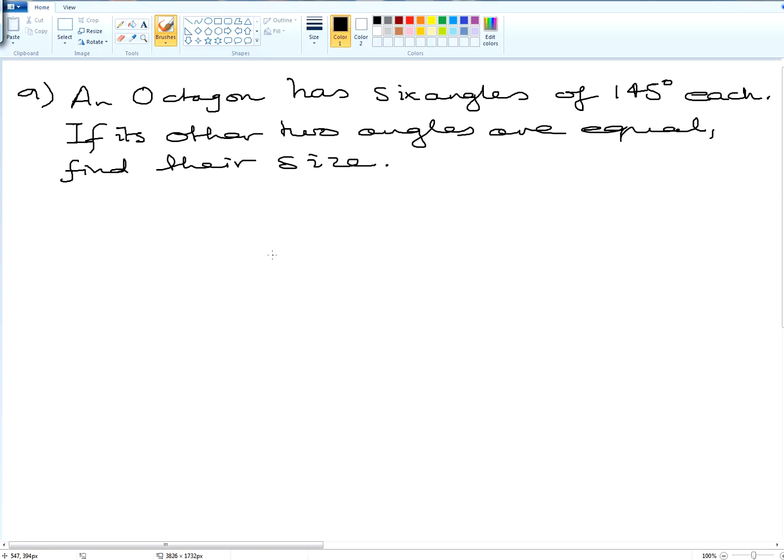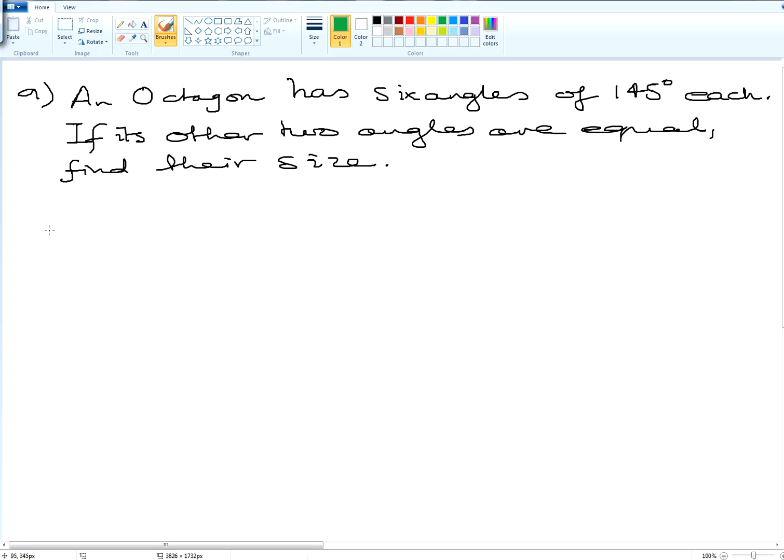We are looking at a question here. It says an octagon has 6 angles of 145 degrees each. An octagon in reality has how many sides? 8. But it's talking about 6 first. 6 of them are 145 each. If its other 2 angles are equal, find their size. So first of all, let's start off with the formula.